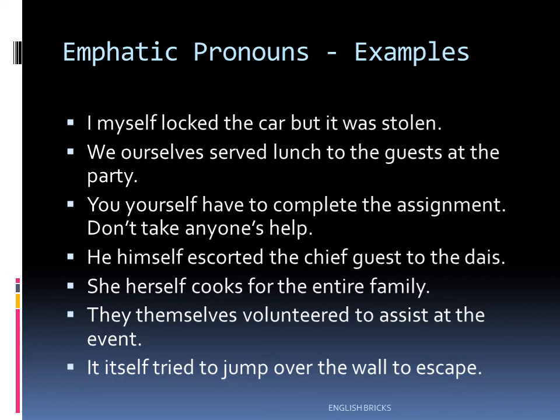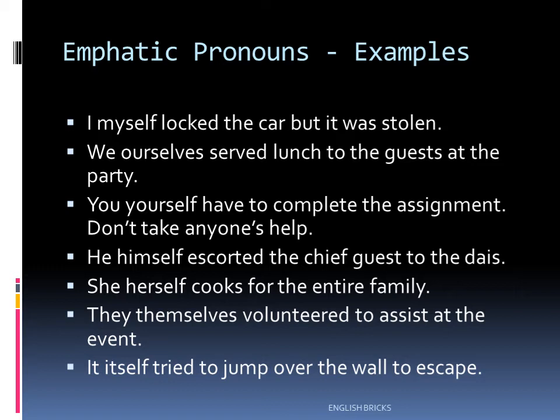I locked the car, but it was stolen. I myself locked the car, but it was stolen. If I add or delete the emphatic pronoun, the meaning doesn't change. It still has a complete sense. But by using that myself, I am only trying to emphasize. And that is the reason why this is called an emphatic pronoun.